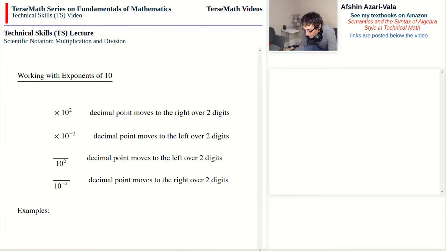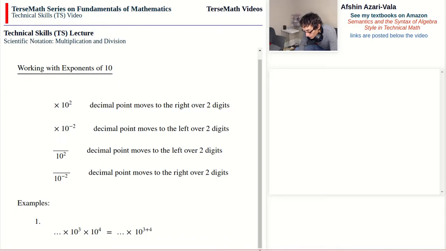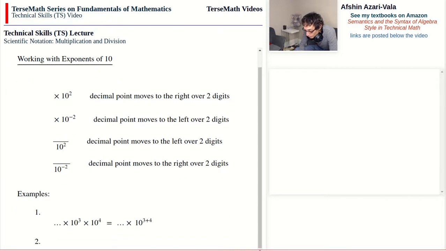Now let's see how we can use all of this together. Let's say we are multiplying by 10 to the power of 3 and then times 10 to the power of 4. We could argue that first of all we would move the decimal point forward over 3 digits, and then we would move the decimal point forward over an additional 4 digits. And so we would end up with times 10 to the power of 3 plus 4.